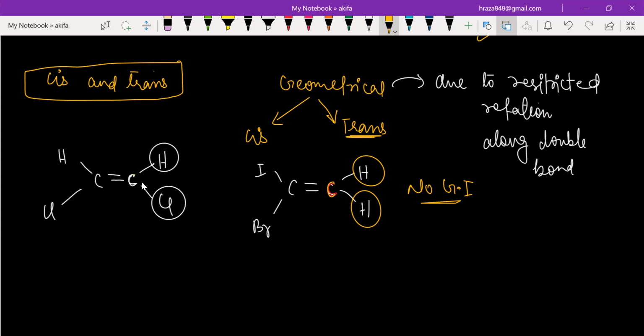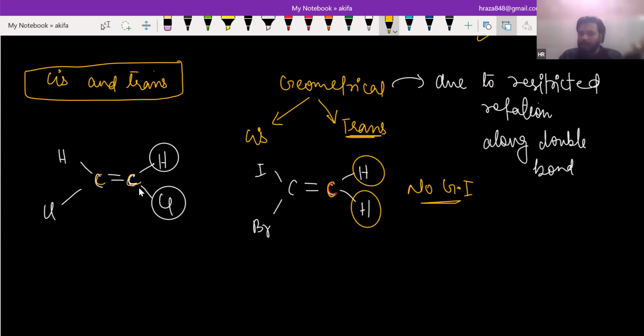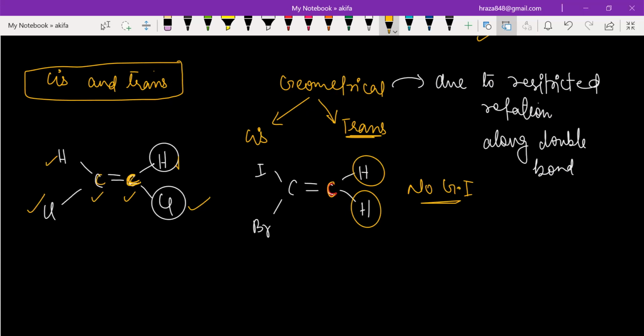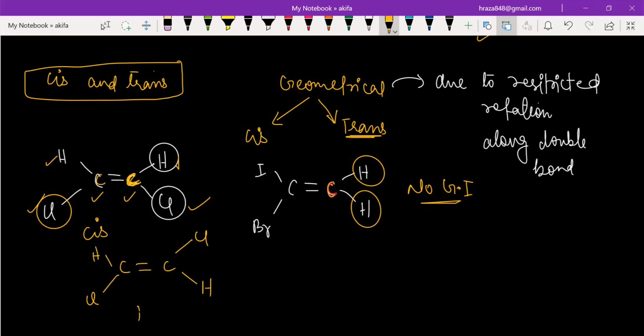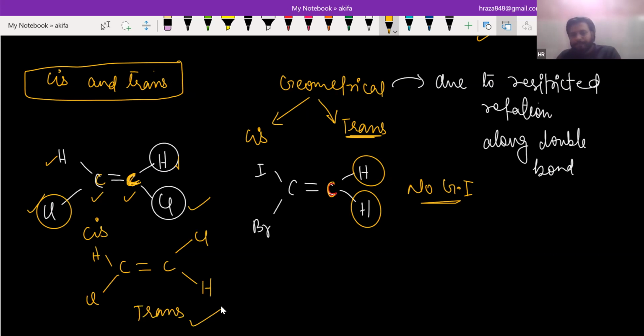Now first check on each carbon that the groups should not be the same. You can see hydrogen and chlorine on the same carbon. You have to check on the same carbon. Don't compare from this carbon to this carbon. Okay, are you getting my point, Akifah? Yes. And if this carbon doesn't have any same group and this carbon too, then if the same groups are on the same side, this will be cis, and if the same groups are on opposite sides, this will show trans. Is this clear? Yes. Okay, just write it, and I'm going to give you some questions then.